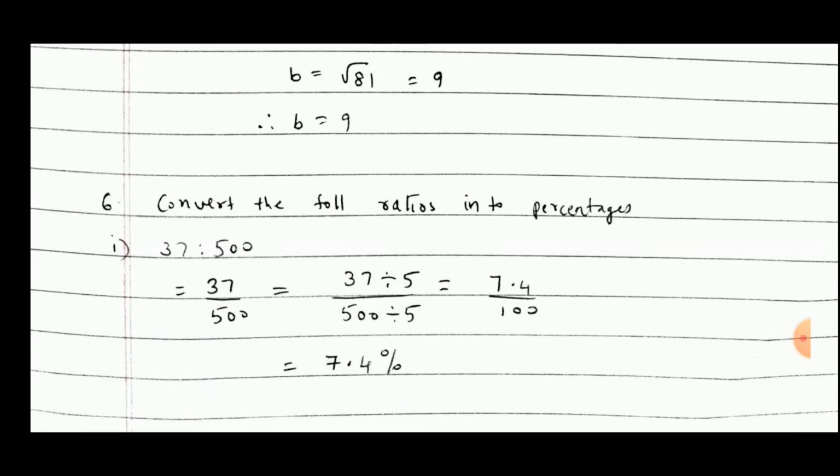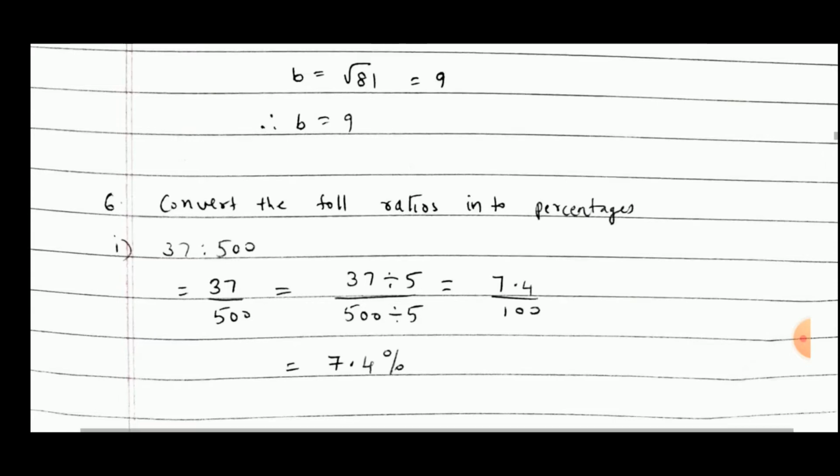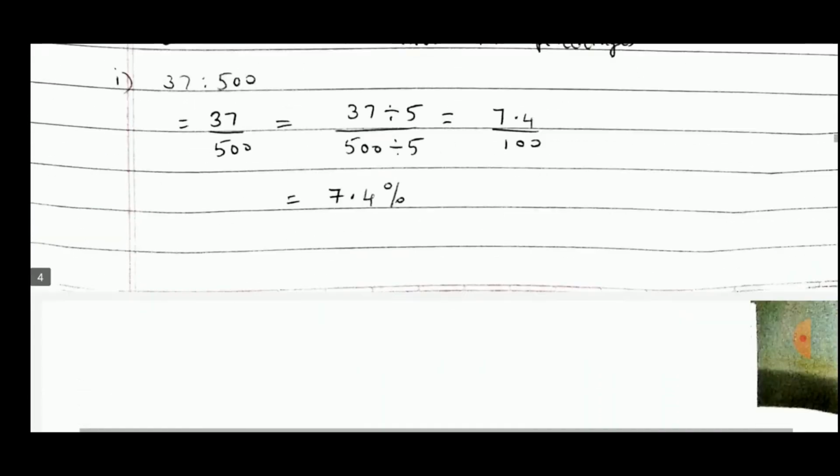Now convert the following ratio into the percentages. So here we have 37 is to 500. So 37 upon 500, denominator you have to convert it into 100. So divide it by 5. So 37 divided by 5 upon 500 divided by 5. So 7.4 upon 100, that is 7.4%.